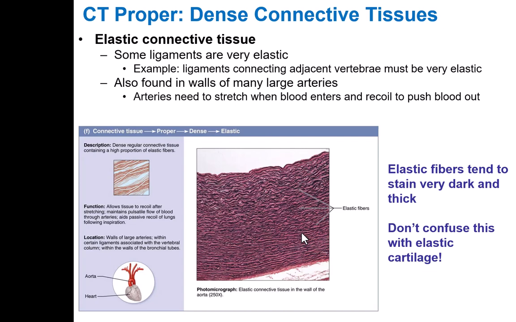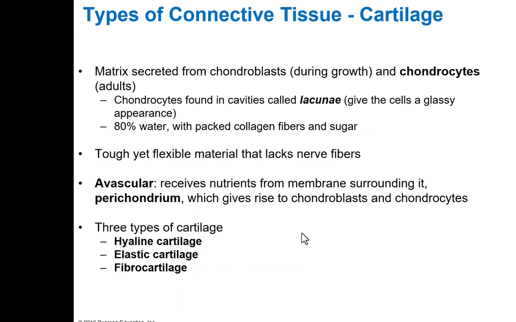Now we're going to look at the second main category of connective tissues, which are cartilages. There are three types of cartilages: hyaline, elastic cartilage, here's that other elastic tissue, and fibrocartilage. The common component in these three cartilages are the types of cells that you find within them. They're called chondrocytes. Anytime you hear the word chondro, think cartilage.